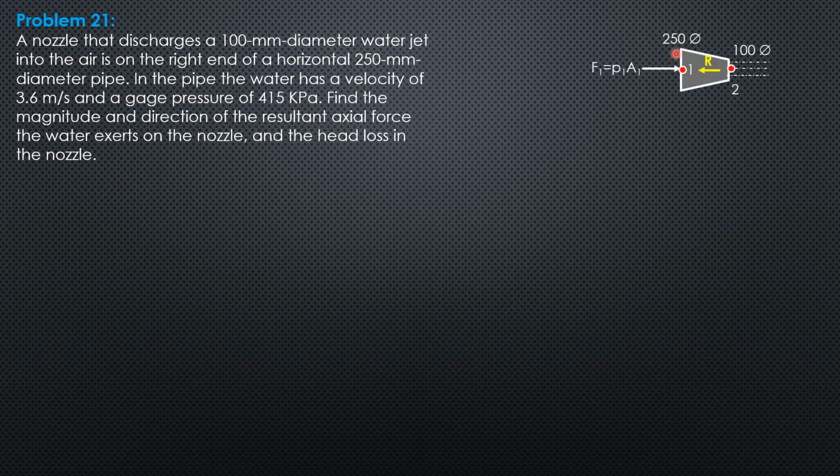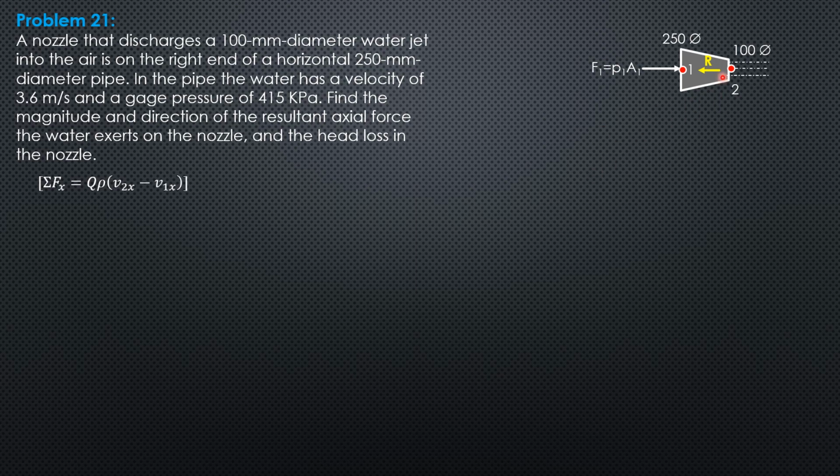This is the information: 250 mm diameter, the jet 100 mm diameter. So there's no pressure at 2 exposed to the atmosphere. At 1, the pressure is 415 kilopascals. So summation forces along x equals Q rho quantity V2x minus V1x.